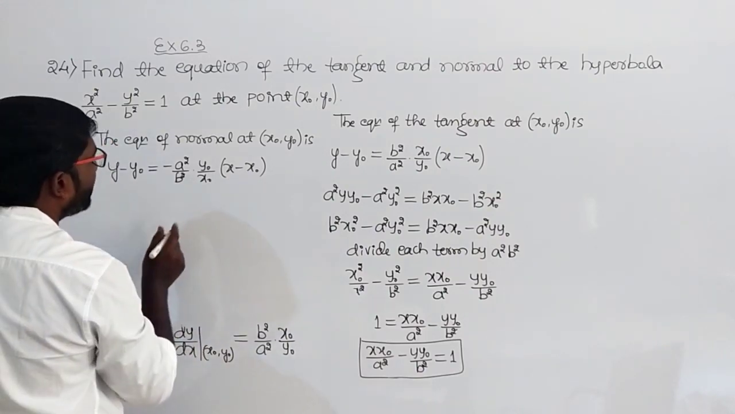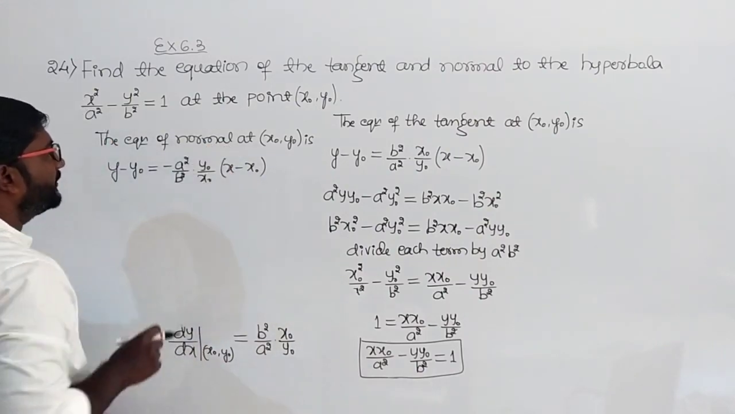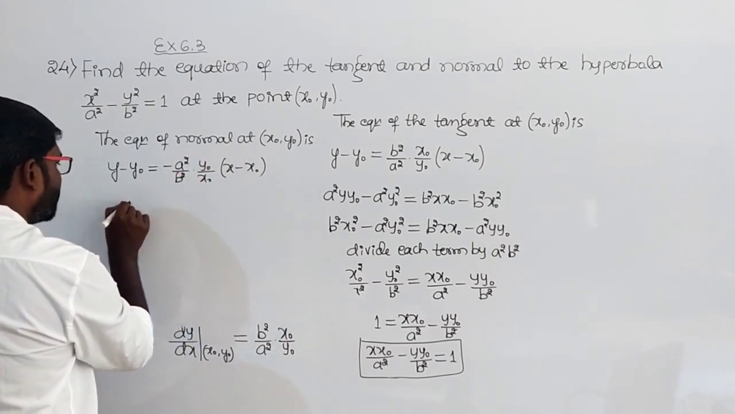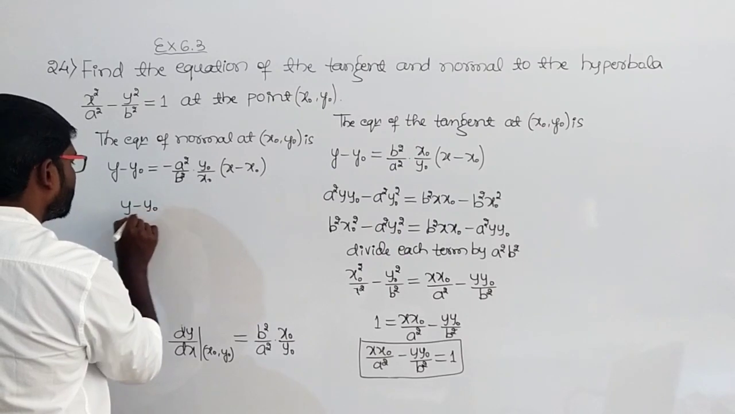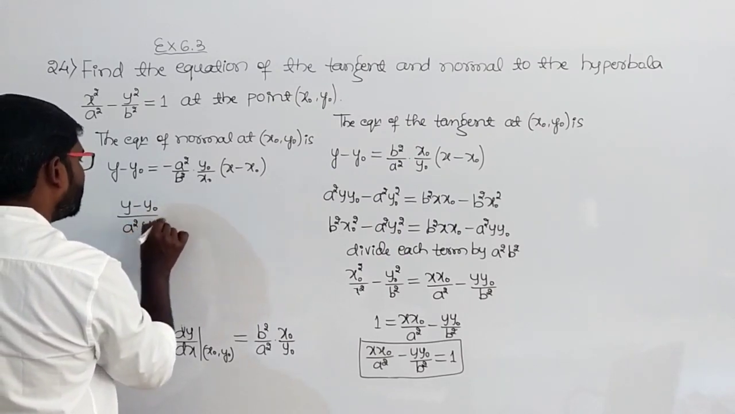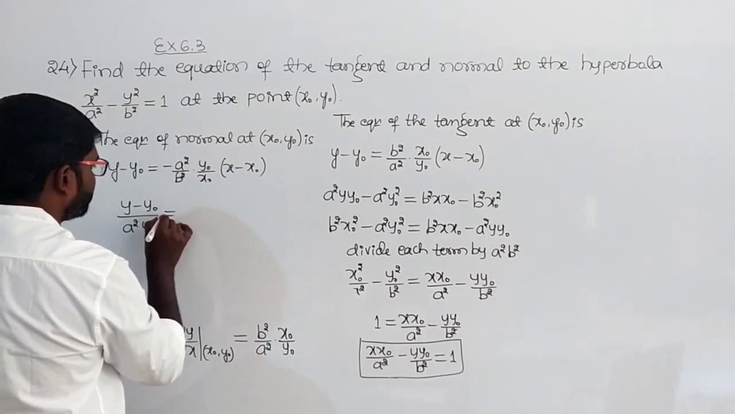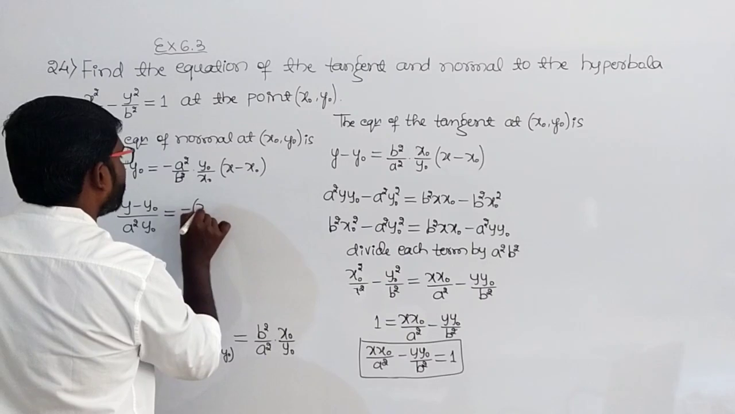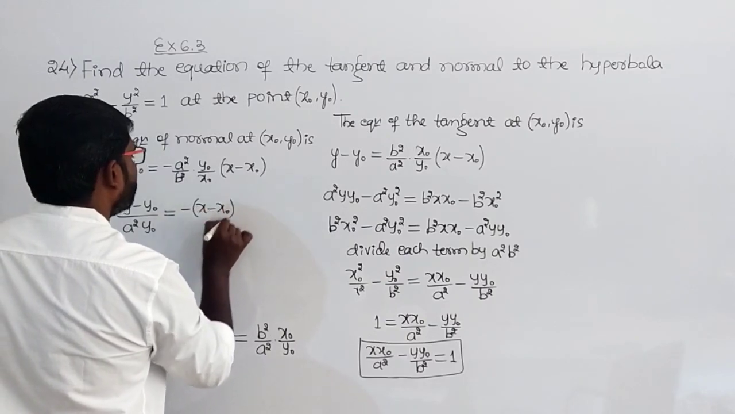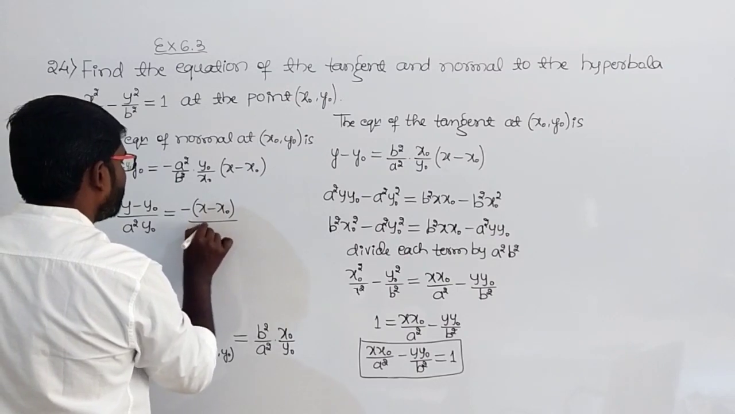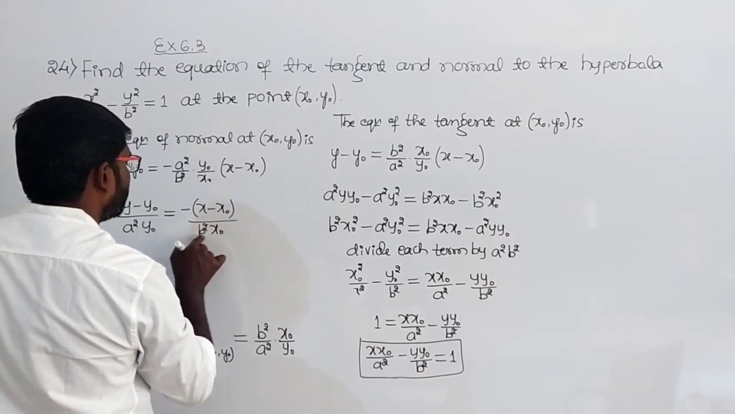Let us simplify this now. I take a square y naught to the LHS, it goes to the denominator. Y minus y naught divided by a square into y naught, which is equal to, so what do we have now? Minus x minus x naught divided by, write this term as it is now, b square x naught.